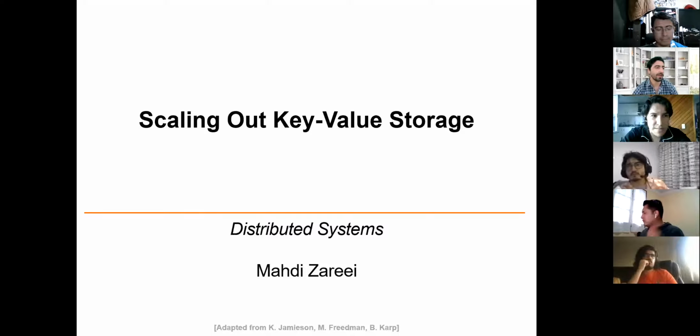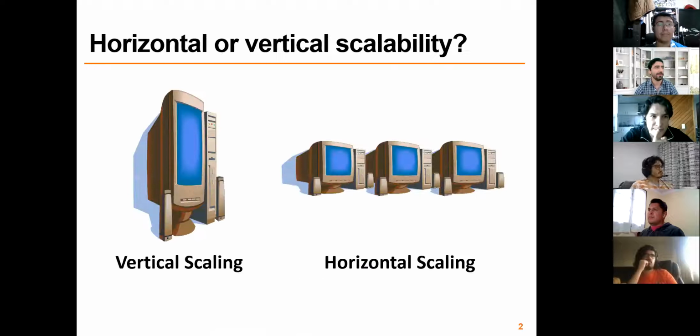So today we're going to talk about scaling out key value storage. We're going to talk about Dynamo, Amazon Dynamo. So we talked about key value storage in a peer-to-peer way. Now we want to see how we can scale it for a distributed system, not just for a peer-to-peer network. So talking about scaling out, we can have two types of scalability: vertical scaling and horizontal scaling.